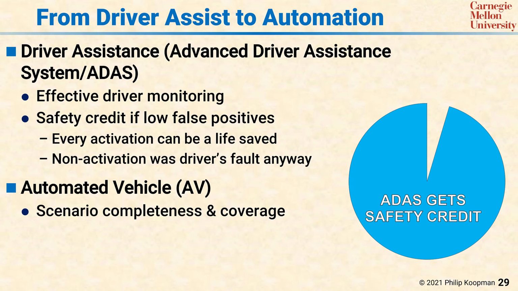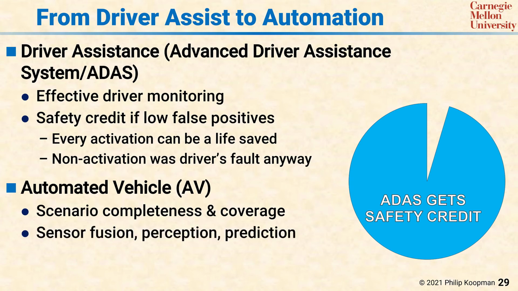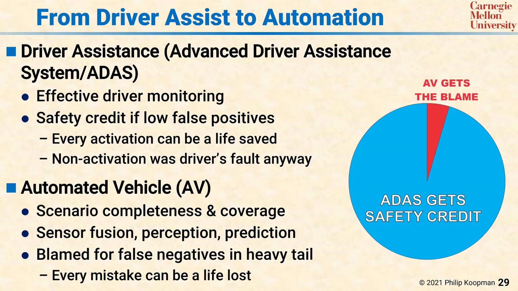That means you need sensor fusion, perception, and prediction to be essentially perfect. But what if an automated driving system is imperfect? What if you hit something out in the heavy tail that you've never seen before, the design team never saw before, the design team thought was impossible, but in fact it happens anyway? How's that treated?